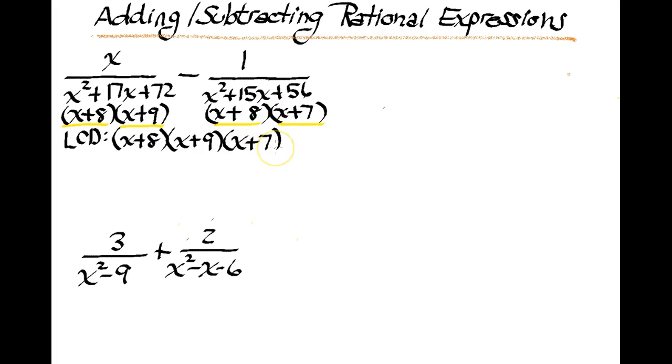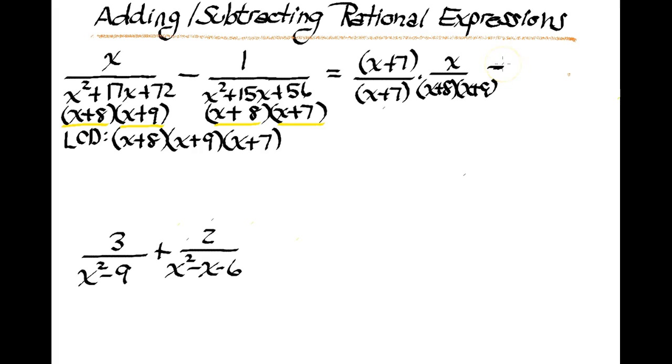So compare the factors of our denominator in our first term. We have an x plus 8 and an x plus 9 to the factors of our LCD, and we can clearly see that we're missing the x plus 7. So we're going to multiply our very first rational term by x plus 7 over x plus 7. And we're going to multiply our second one. We have an x plus 8 and an x plus 7, so we're missing the x plus 9. So we're going to multiply our second term by x plus 9 over x plus 9.